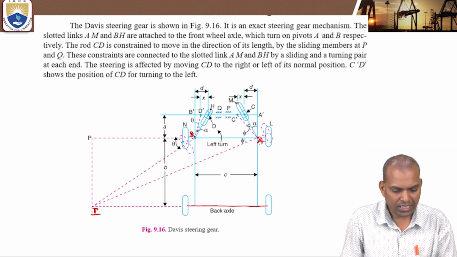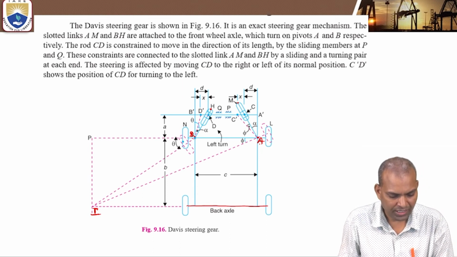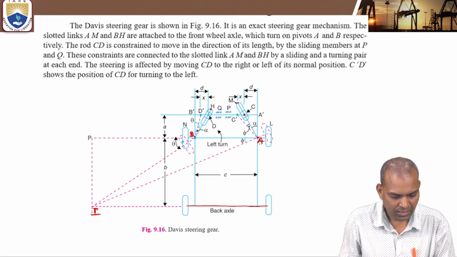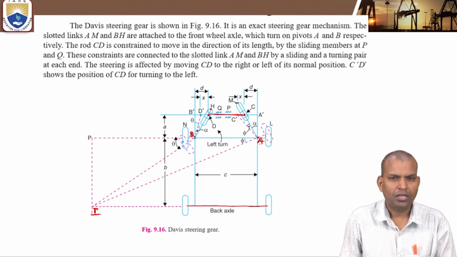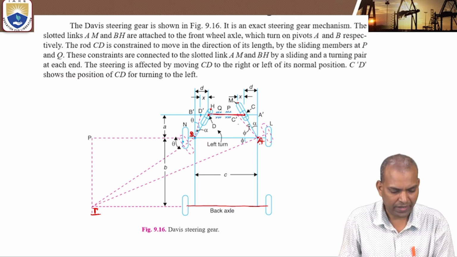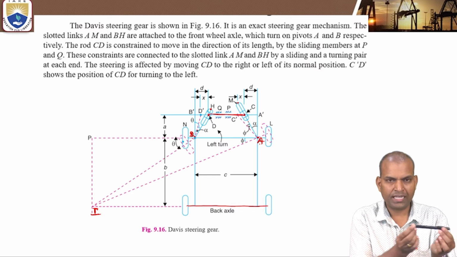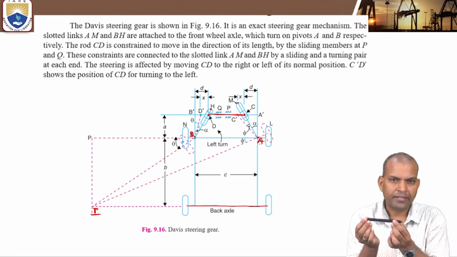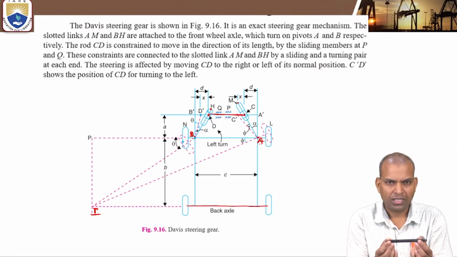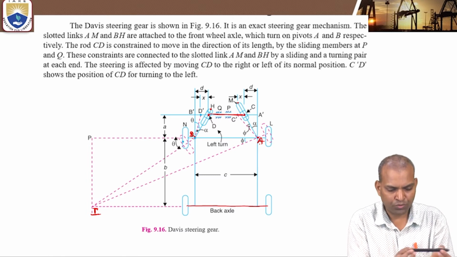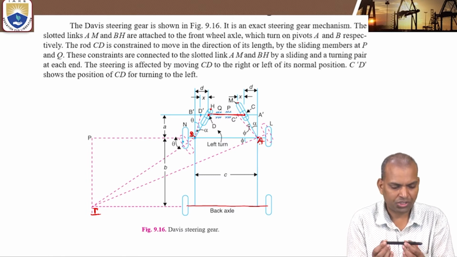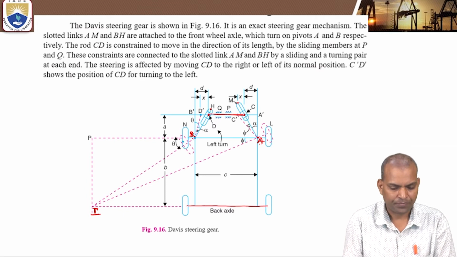Next, there is a rod. The rod is CD. This is C and it is D. This CD is the rod. This rod is constrained to move in the direction of its length, in a longitudinal direction, not in the transverse direction.